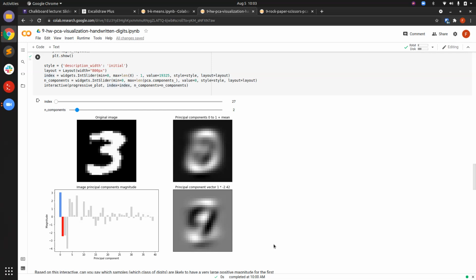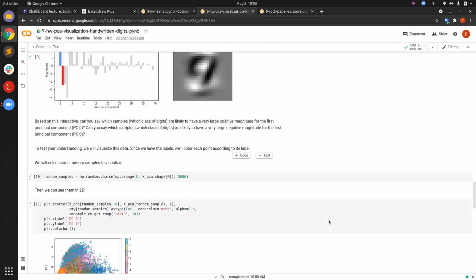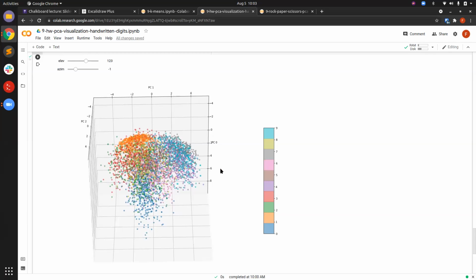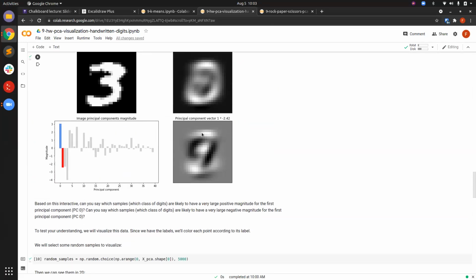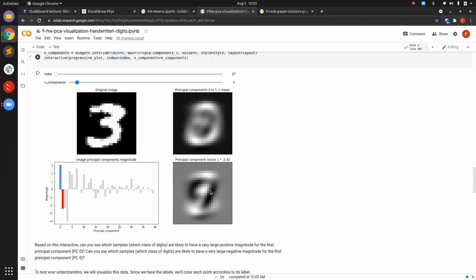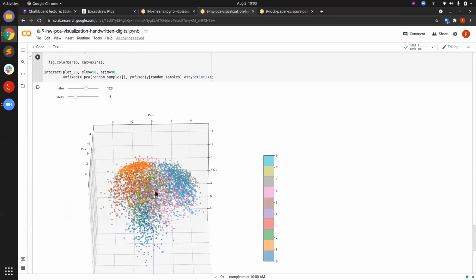So we can see that the 9s tend to have a large positive value for PC1. Right? So for a 9, they do actually often have writing here and no writing here. For a 3, it tends to be the opposite. So for a 3, we tend to want the inverse of this to reconstruct the image. And so we have a large negative value for PC1.